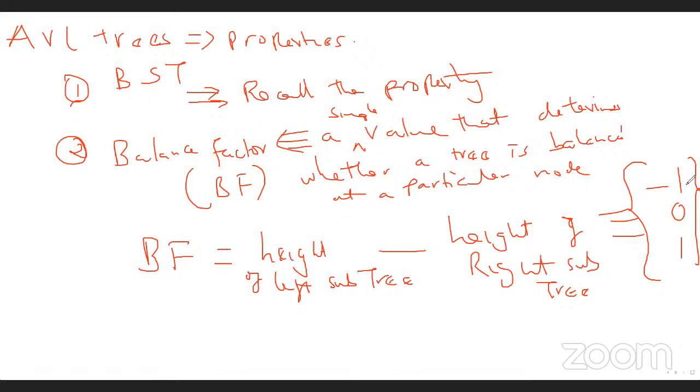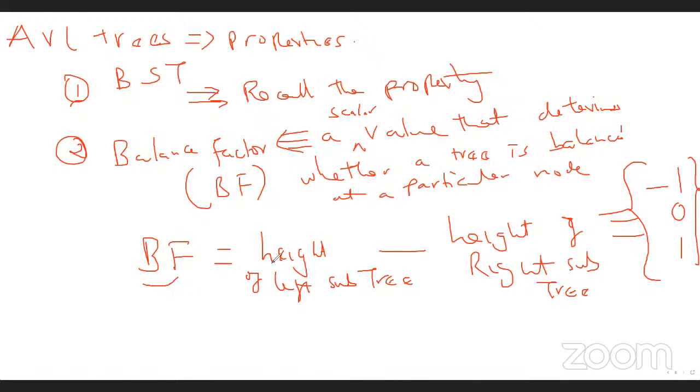Okay, so to recap, AVL trees, the properties. Number one, the AVL tree is a BST tree. Recall the property that we just saw a few minutes ago. Then we're looking for something called a balance factor, which is basically a scalar value, just one value, that determines whether a tree is balanced at a particular node.